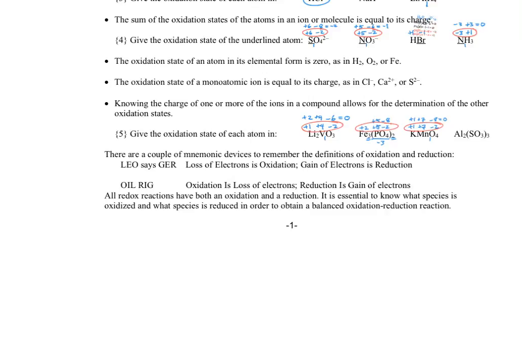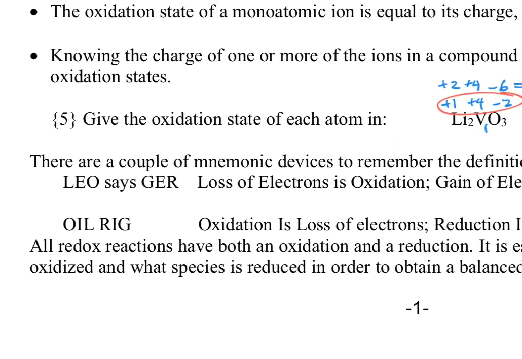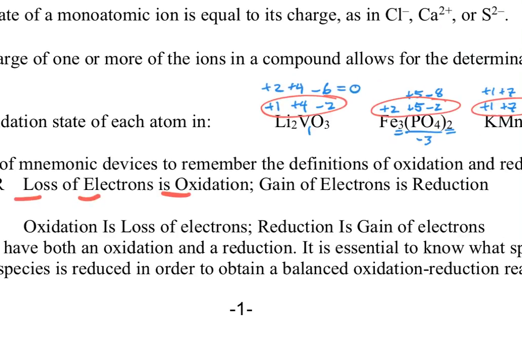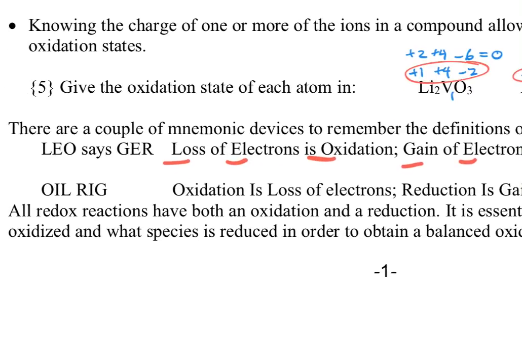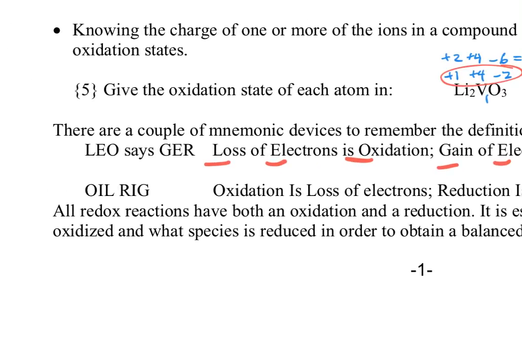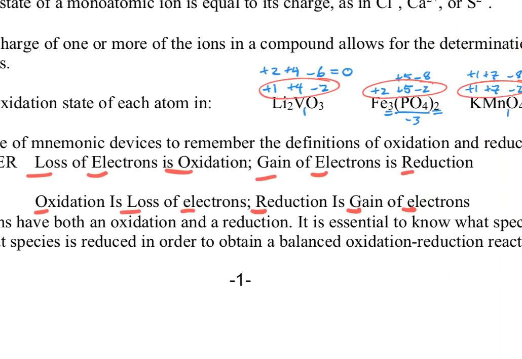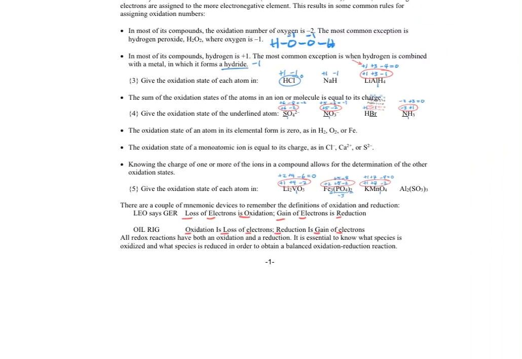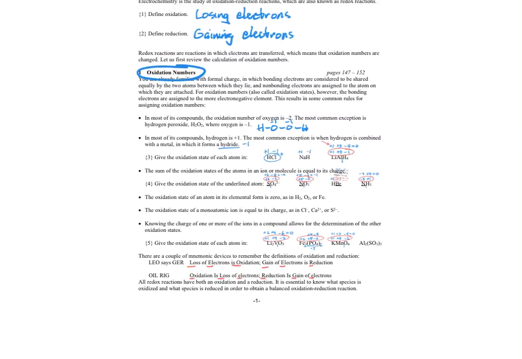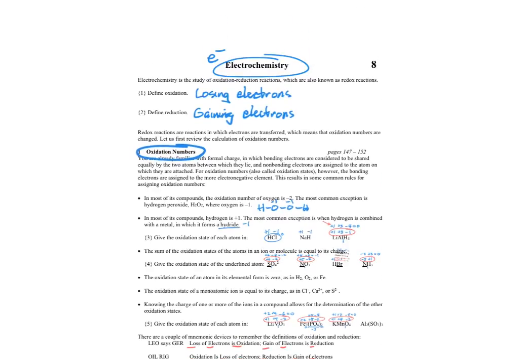All right. So this gets us to a couple of helpful memory tools that we can use. We have a couple of acronyms. We have LEO says GER. These are some sayings that are going to help you remember what's being reduced and what's being oxidized. So loss of electrons is oxidation. LEO says GER. Gain of electrons is reduction. So this goes back to the definitions at the top of this page. And we also have OIL RIG. Oxidation involves the loss of electrons. Reduction involves the gain of electrons. So to help you keep these terms separate and easily identifiable with respect to each other, we have these mnemonic devices, LEO says GER and OIL RIG.